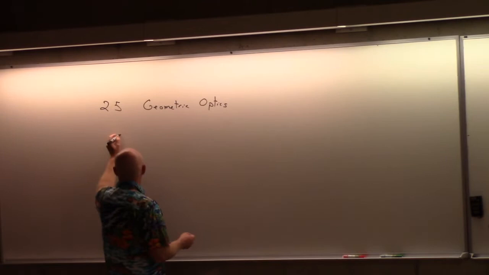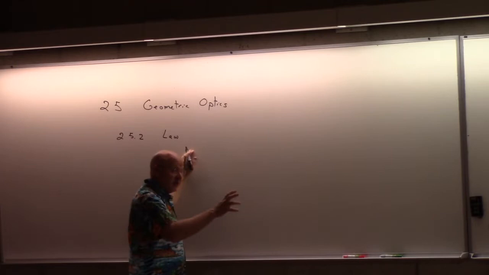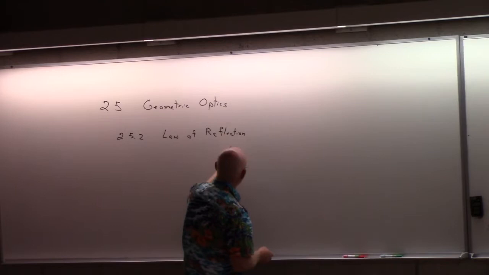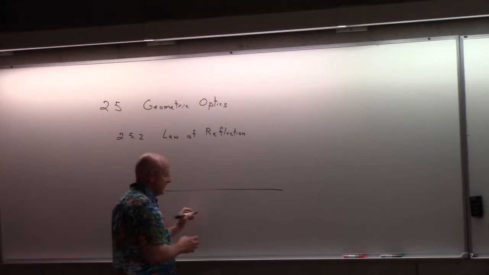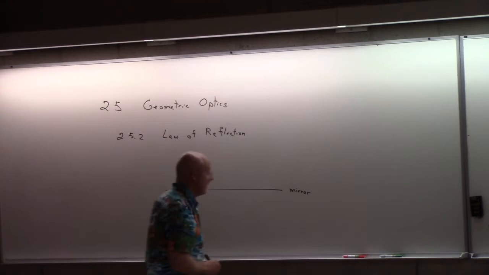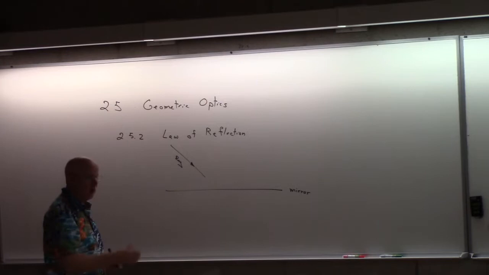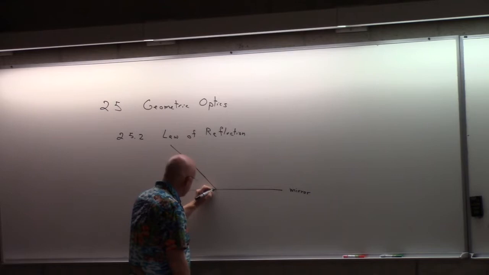But where we really get into starting working with rays is 5.2. We will see that there's two laws of geometric optics. And the first one is called the law of reflection. It simply asks this question. If you have a reflective material, I'll call it a mirror, and you send a ray of light. Then again, notice I'm drawing a straight line. Notice I'm not really saying what color it is, what wavelength it is, what frequency it is. But when it hits the mirror, what happens?